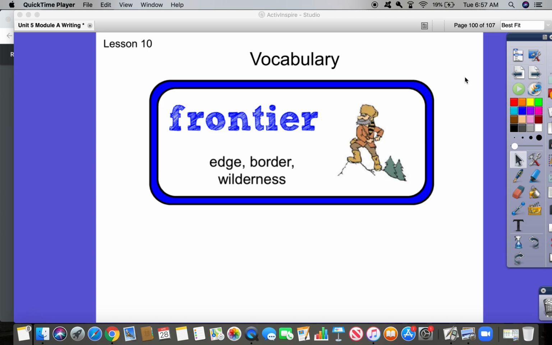Hello, second graders. Today we're going to continue with Lesson 10 for Unit 5, Module A. The vocabulary word for this lesson is the word frontier. Frontier means the edge, the border, or the wilderness.